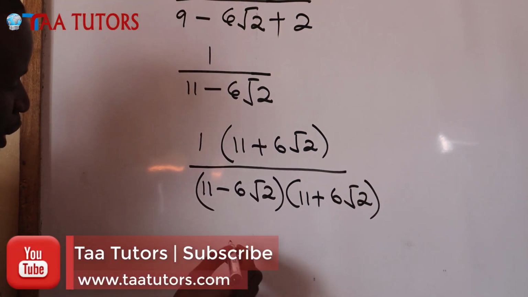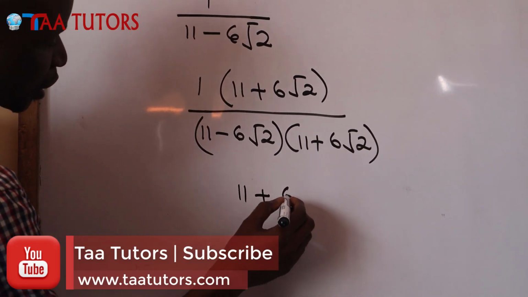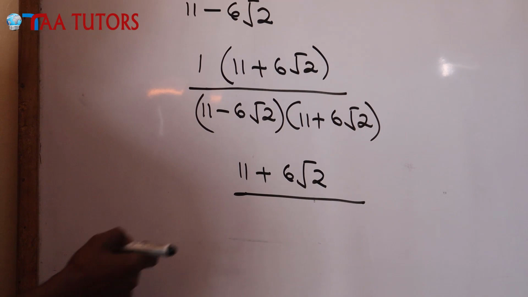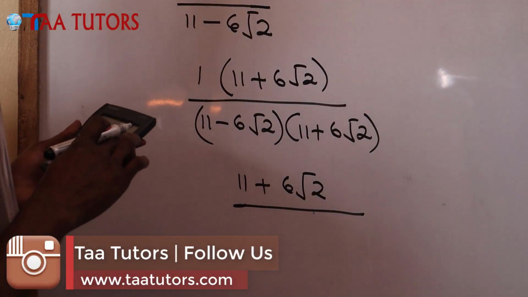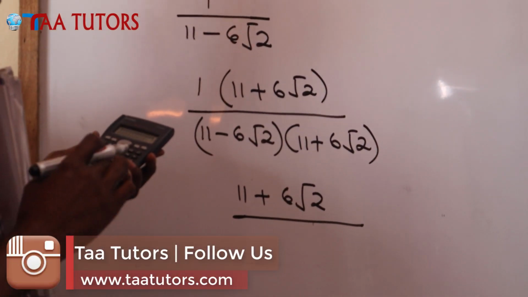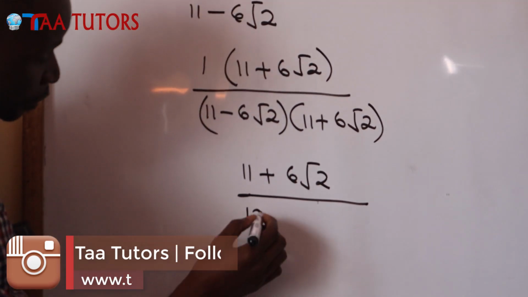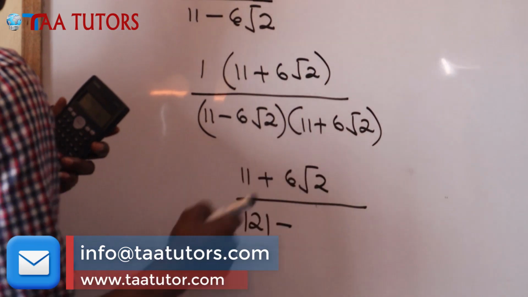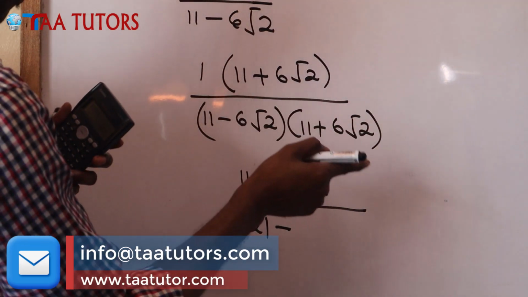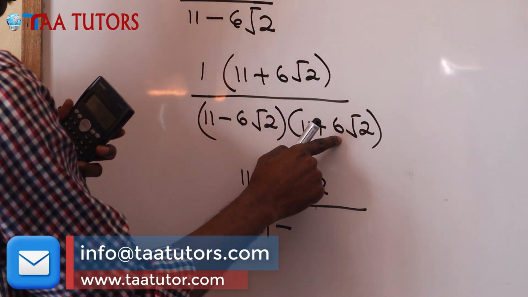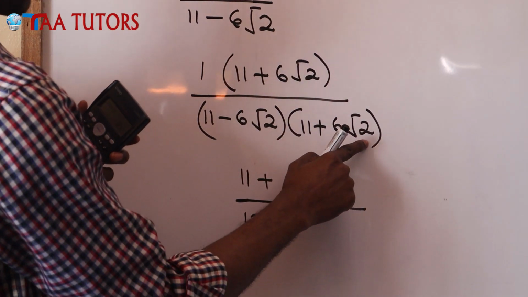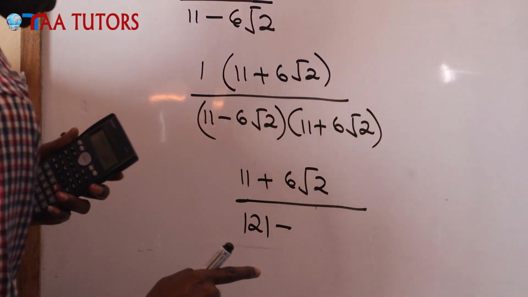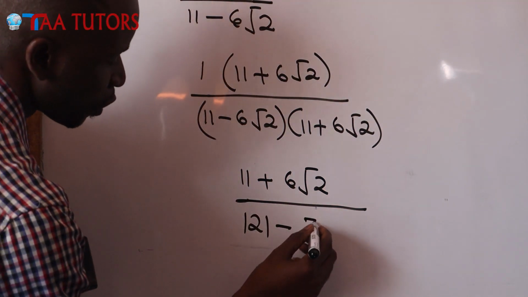So if you open that bracket, it will be 11 plus 6√2, divided by 11 times 11, which is 121. Let me confirm that: 11 times 11 is 121, minus 6 times 6 is 36. 36 times √4, because 6 times 6 is 36, and √2 times √2 is √4, which is 2. So 36 times 2 is 72.